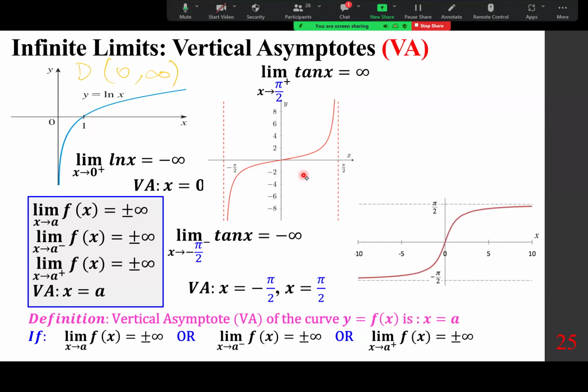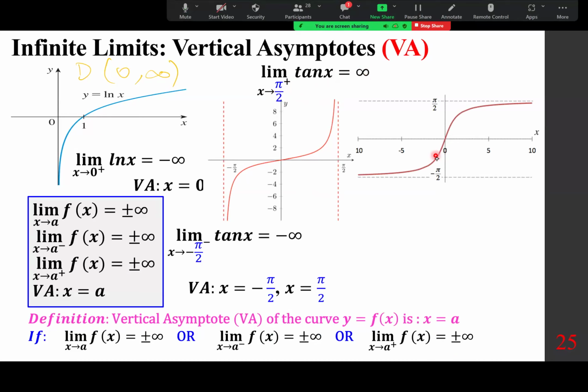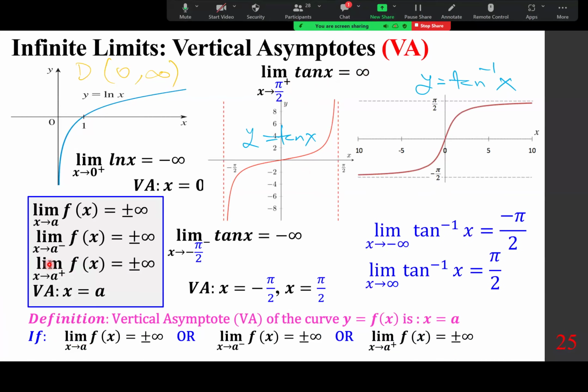And when we go to its inverse, this is y equals tan inverse. So maybe I write this as follows. I write this is y equals tan x. This is y equals tan inverse x. And so as you can see, the limit of tan inverse of x as x approaches minus infinity is negative pi over 2. And the limit of tan inverse of x as x approaches positive infinity is pi over 2. It has two horizontal asymptotes because it's the inverse function for tan.